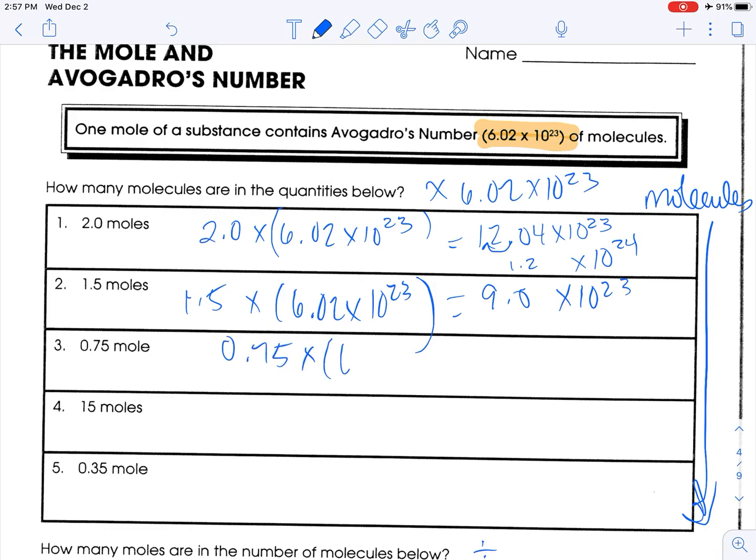0.75 times Avogadro's number. So 0.75 times 6.02 gives me 4.515. Then tack this back on. And we're going to check scientific notation. We're going to check sig figs. So scientific notation is good. It's in between 1 and essentially 10. We need 2 sig figs, so we're going to get rid of the 15. 4.5 times 10 to the 23rd.